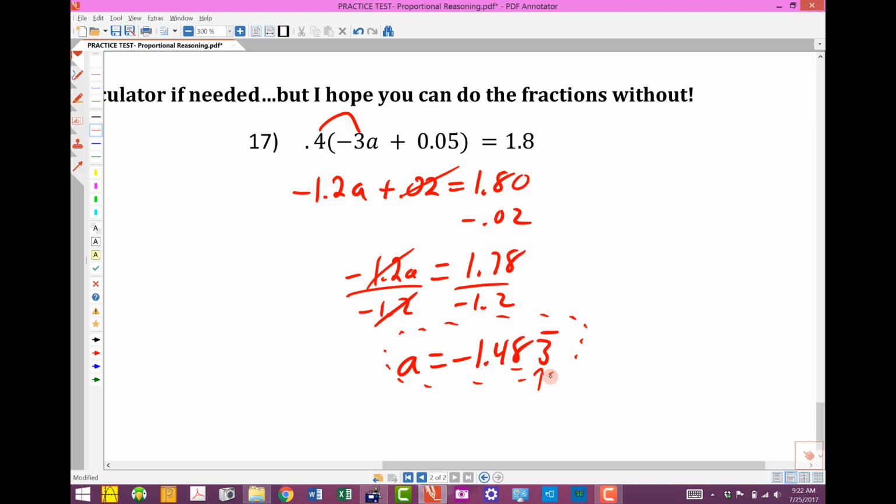The 3 is not enough to bump that up to a 9, so our choice really is between negative 1.48 and negative 1.49. This is not big enough to bump it up, so we're just going to write down that the answer is negative 1.48. If you wanted to say that it's approximately that to indicate that you rounded, that would be okay. But let's go ahead and leave it like that.